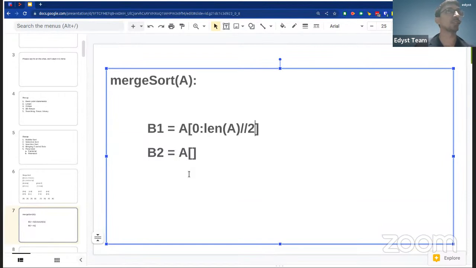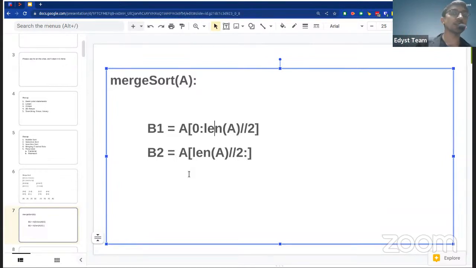Okay, this is the first half. How do I get the second half? Louder. Say properly. Len of A by 2 to len of A. Very good. Or you can just say 2 to. Automatically it will go till the end. Okay, that is the short form.